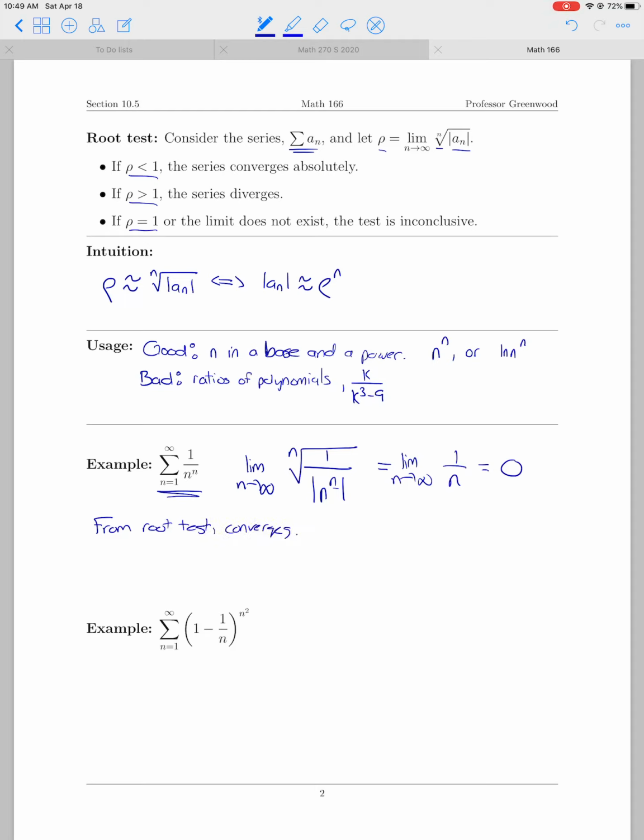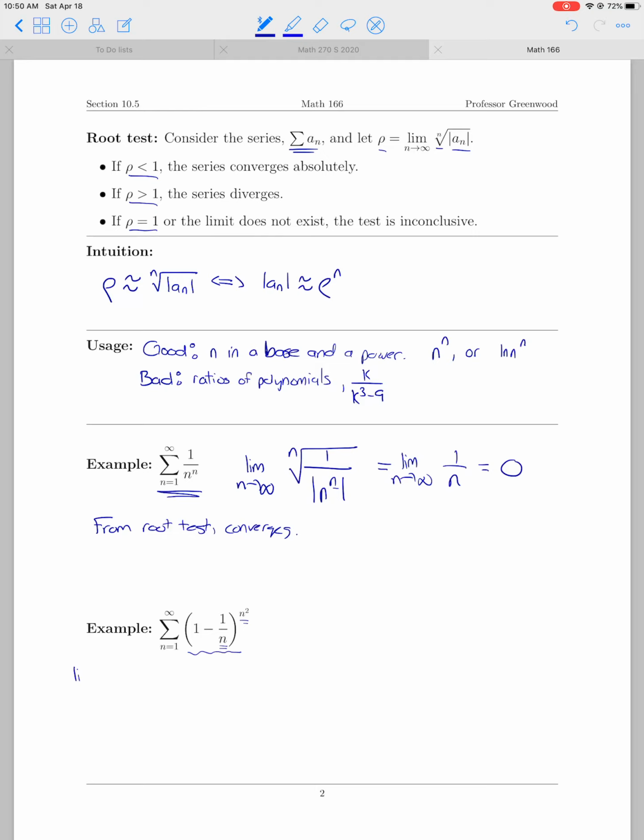All right, the next one is a little bit more challenging, and as you'll see, some of the problems with the root test end up requiring you to use L'Hopital's rule. And so here, this is a good candidate for the root test, this series, because again, there is an n in the base and an n in the power. And this time, they're both really functions of n, but still, the fact that there's an n in a base and an n in a power anywhere means that the root test is at least something to consider.